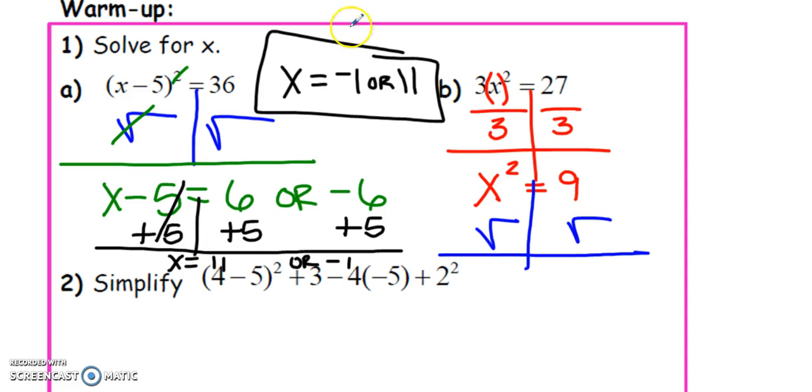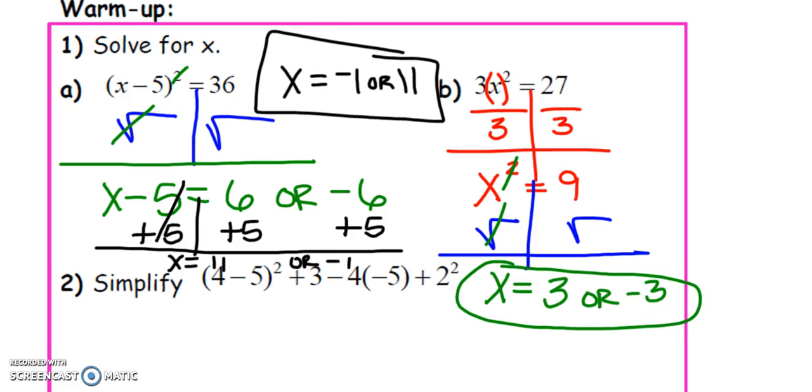Now again, on the left side, the squared and the square root just cancel, so x remains. When you take the square root of a number, you get both the positive result from your calculator and the negative result. So square root of 9 is 3 or negative 3. And because there's nothing else with the x, that would be our final answer.